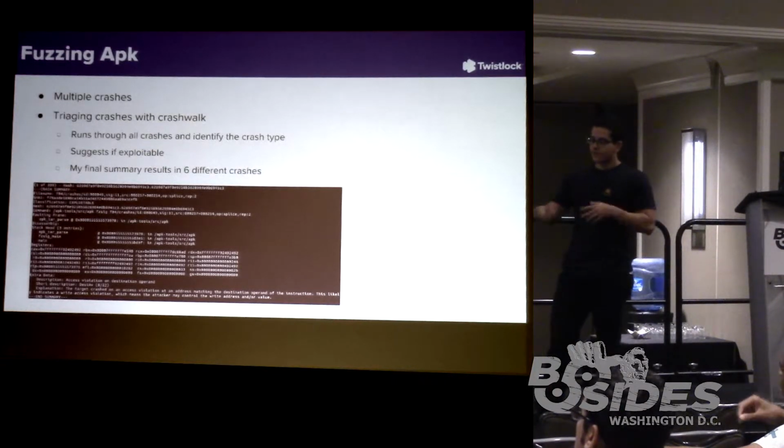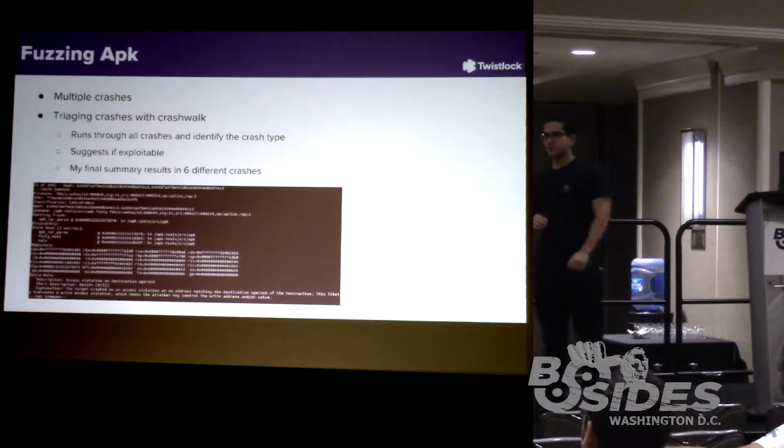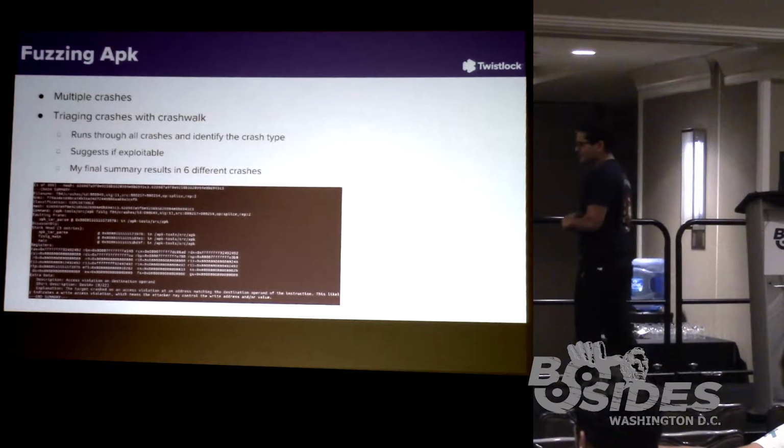Now, when AFL gives you crashes, it's just a bunch of files in a directory that cause a crash in the binary. And you can get hundreds. You can get a lot of files to look at. And what I first did was manually go for each file with GDB and try to see why it is crashing. But that was inefficient because I had, again, lots of files.